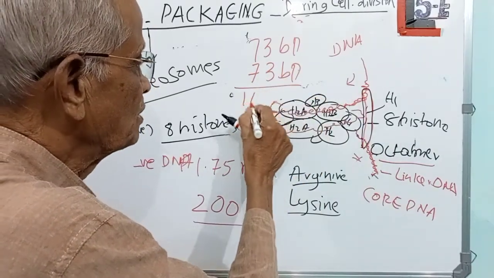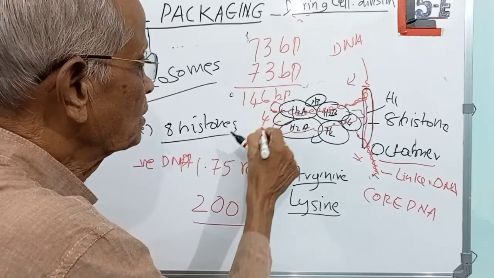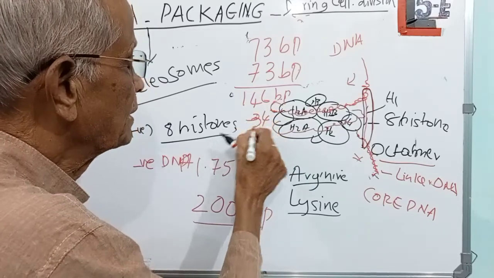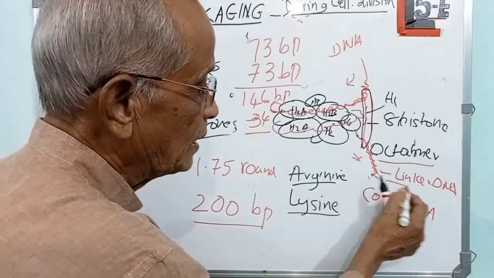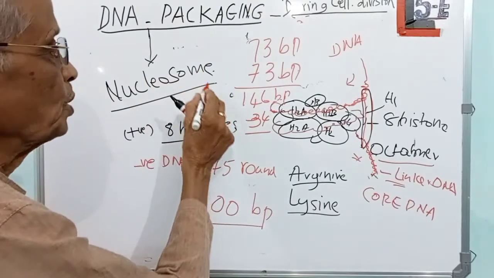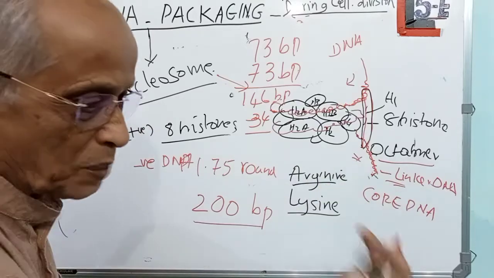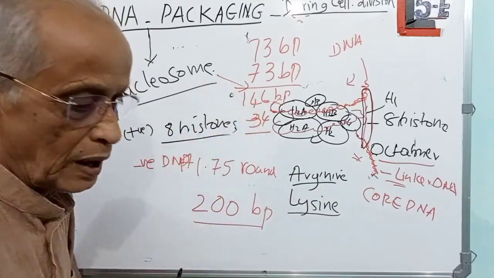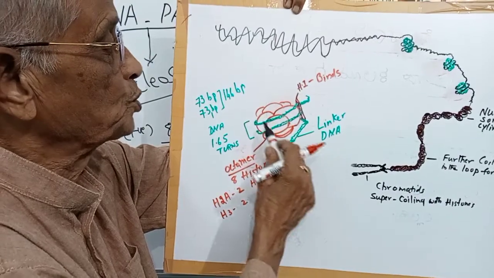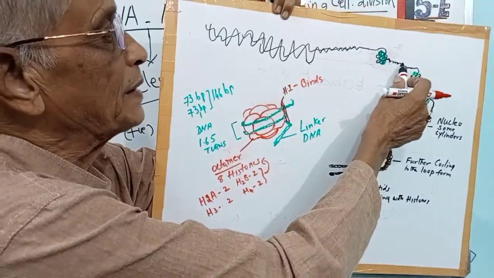That makes 146 base pairs. The rest of the base pairs, nearly 54, will be in the linker DNA. So this is the structure, and that structure is called the nucleosome. Such a DNA and histone complex is called the nucleosome, and such nucleosomes are in plenty. Now this figure again I will show you. This is the nucleosome, and such nucleosomes get connected by means of this linker DNA.